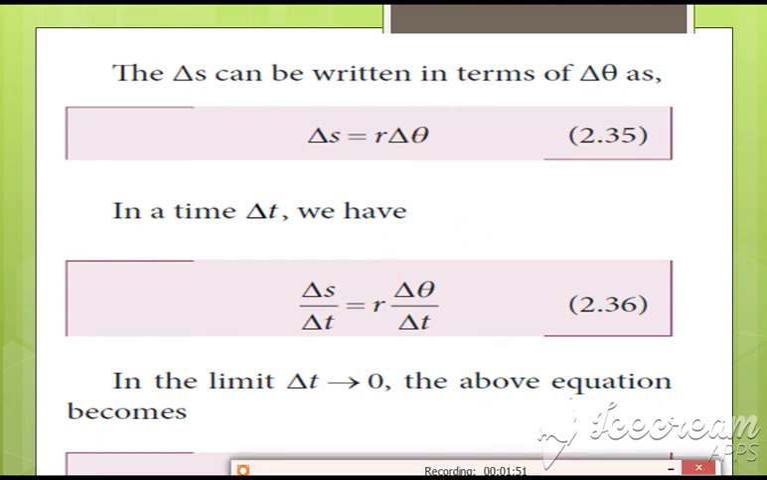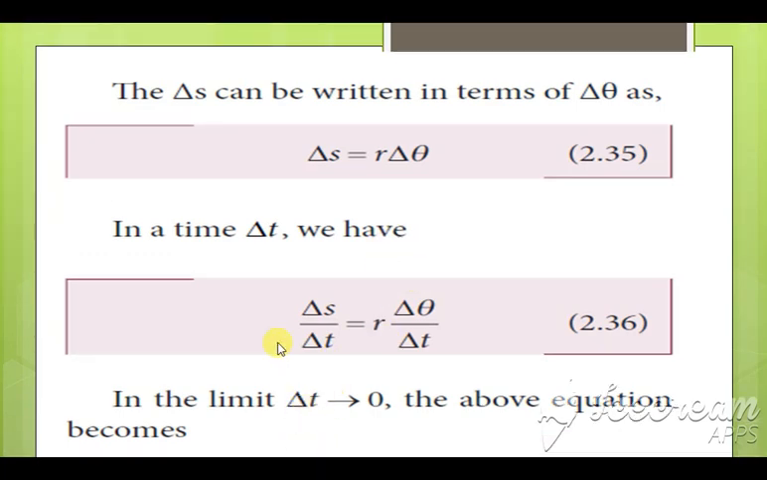Now both the sides we are going to divide by the term del t. So when you divide by del t, same way here also, we get del s by del t, that is equal to r into del theta by del t. Now the next is this term, that is denoted as the rate of change of displacement. As I have told you already, s is said to be the displacement. So s by t can be written as v, because that is a linear velocity.